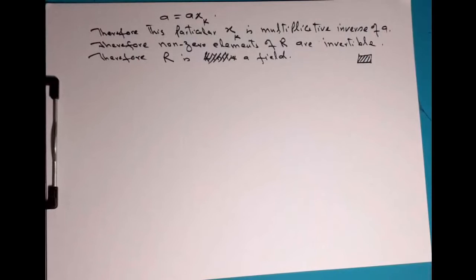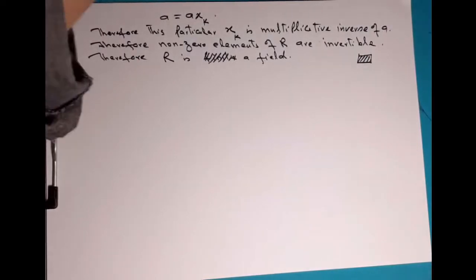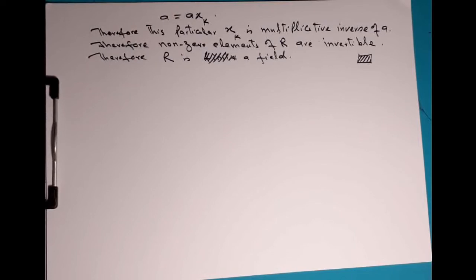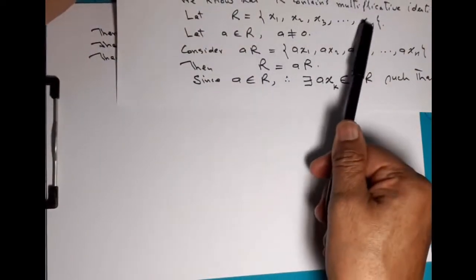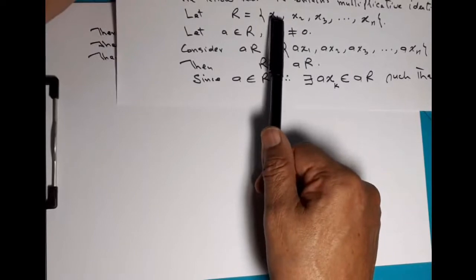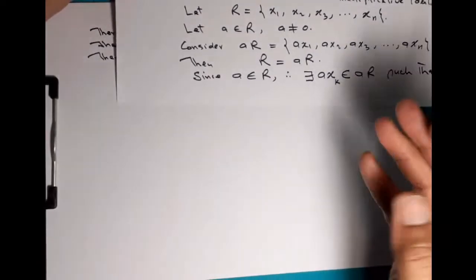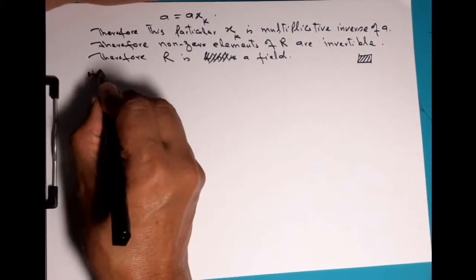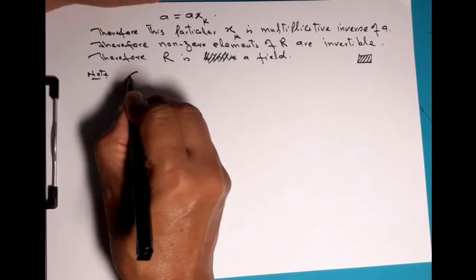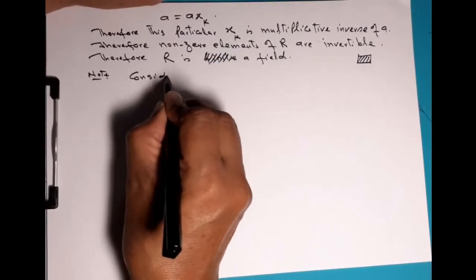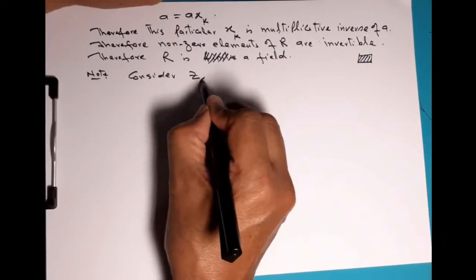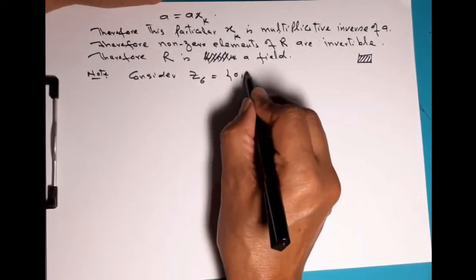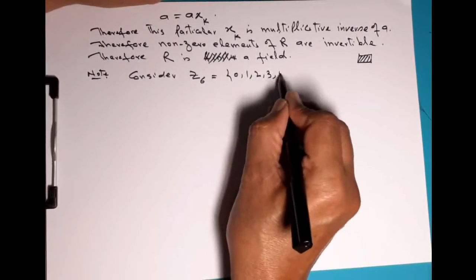I promised you to show you an example for a ring where when we multiply with non-zero elements they do not become equal, and there are examples where it becomes equal. Let me give you an example. Consider Z6. You know Z6 is equal to 0, 1, 2, 3, 4 and 5.